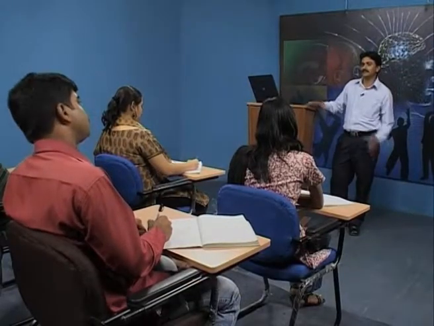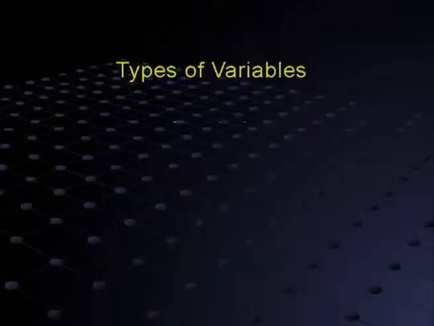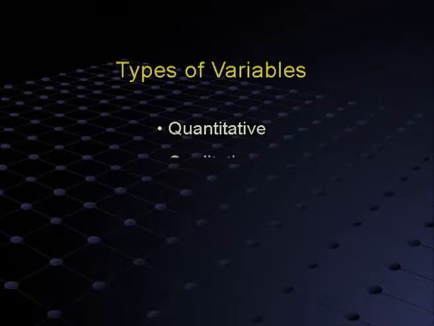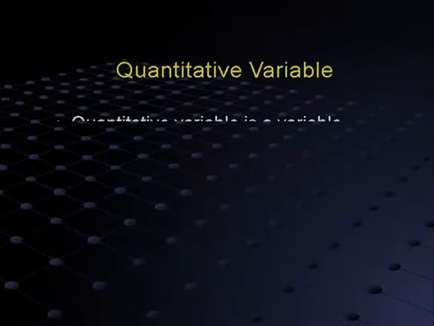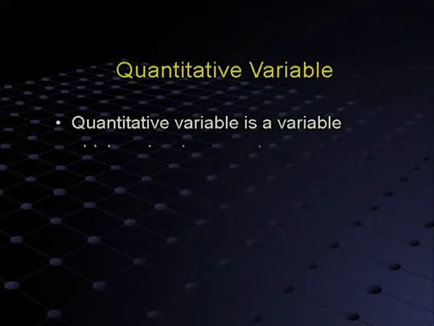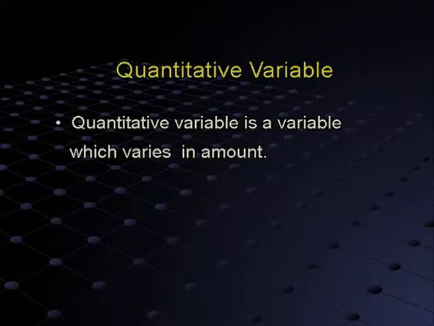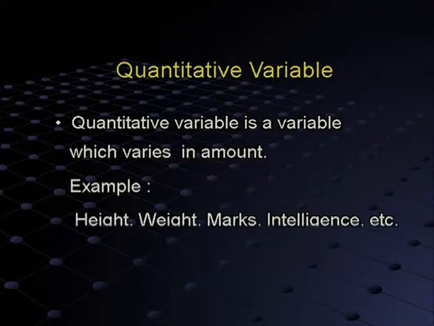Now, we will try to understand the different types of variables. There is a consensus among experts, and they have broadly classified variables into two categories: quantitative variable and qualitative variable. What is a quantitative variable? A quantitative variable is a variable which varies in amount. For example, height, weight, marks, intelligence and so on.